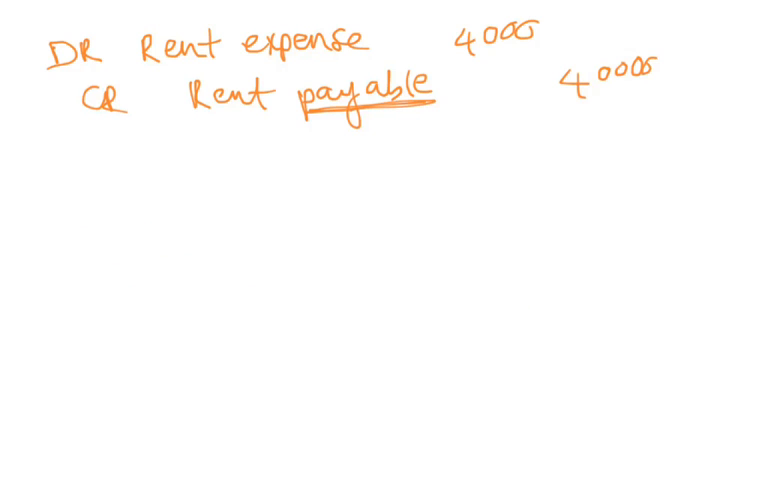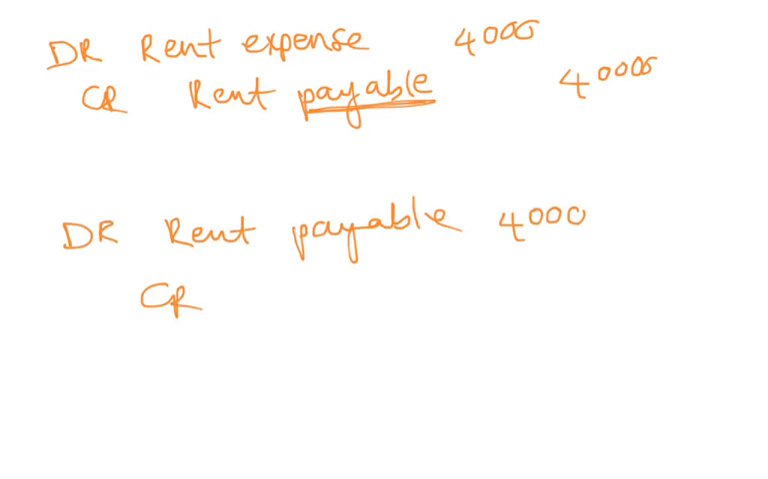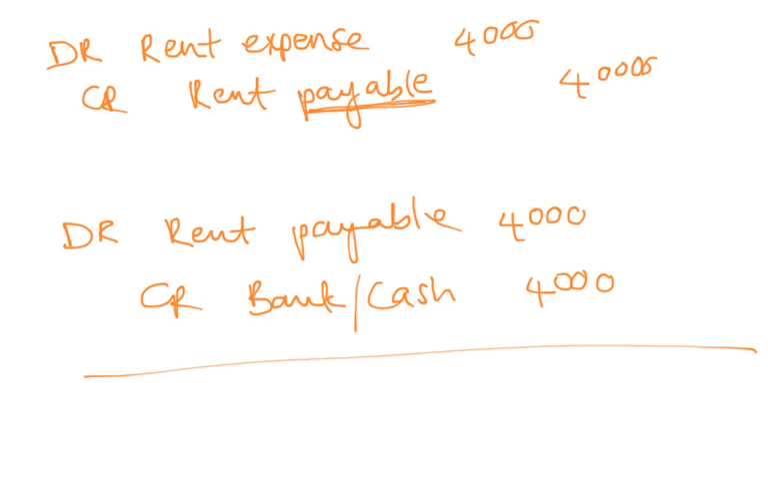So if we pay our rent, we will have to cancel out the payables. So we will debit your rent payable once we pay of 4,000, and then we will credit our bank, or if we pay by cash, of 4,000. And this is how you deal with your accrued expenses. So just keep these journal entries in mind.